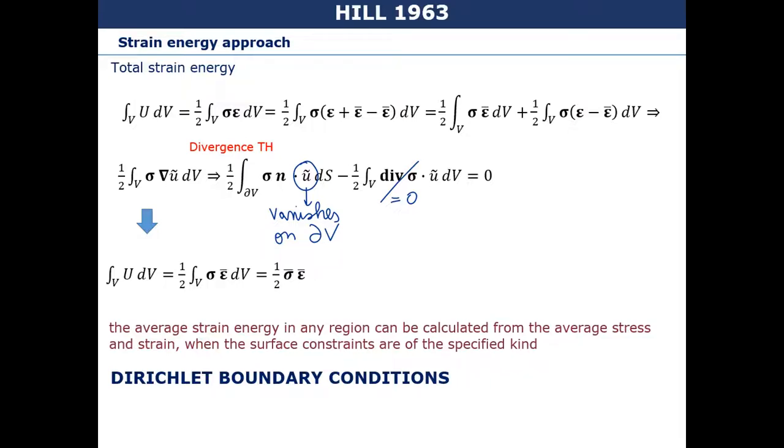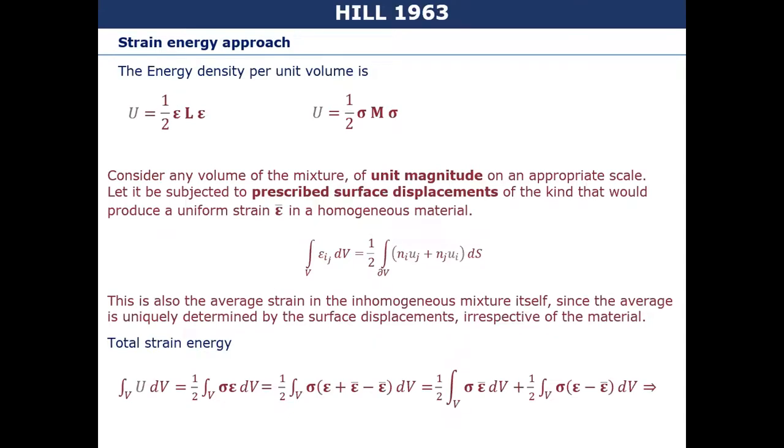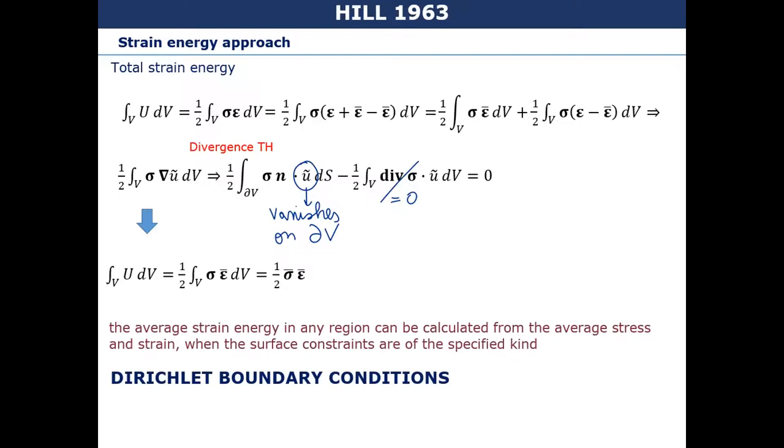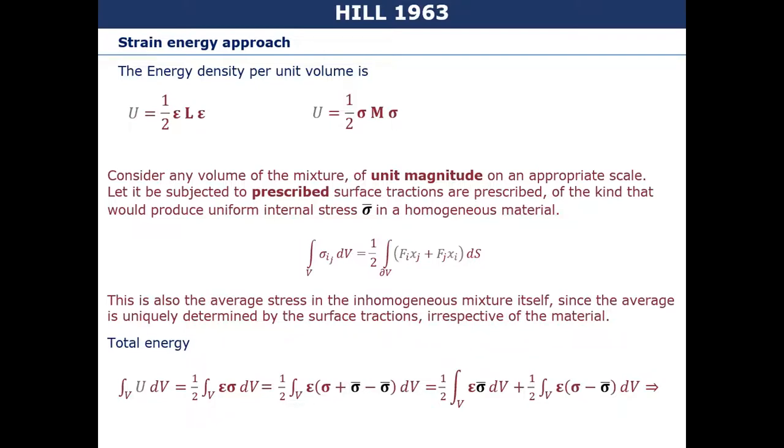So assuming the hypothesis written here, a prescribed surface displacement such that a uniform strain is produced in a homogeneous material, we end up with this conclusion. And these are the basis of the well-known Dirichlet boundary conditions that we will discuss further on, and that are very well known when you deal with homogenization.